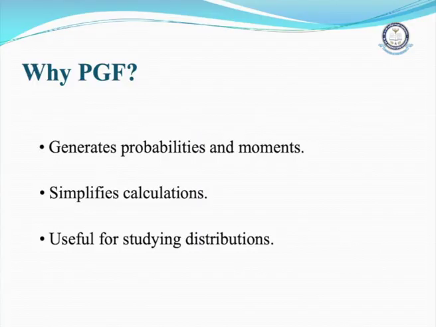So, what is the geometric distribution? Here also there is only one parameter, that is p. What is the probability mass function of the geometric distribution? p times q power x. So, here also p is the one parameter. These discrete distributions are very helpful in finding the probability generating function.